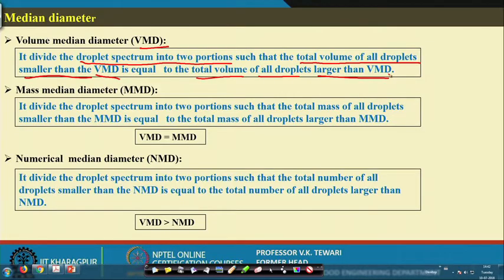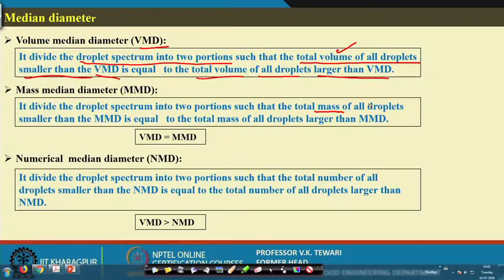Similarly, mass median diameter, when you talk of this, the only difference is that you use the mass of all droplets. Here it is the total volume of droplets, here it is the total mass of the droplets, and then a similar definition. That is why VMD is equal to MMD, that means numerically equal. It is not that volume is equal to mass, no, not like that, but numerically VMD is equal to MMD.